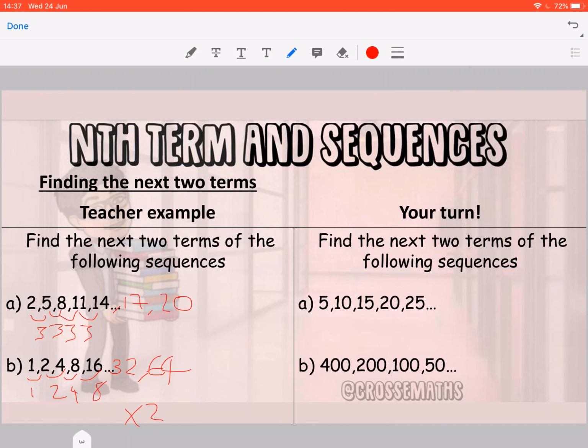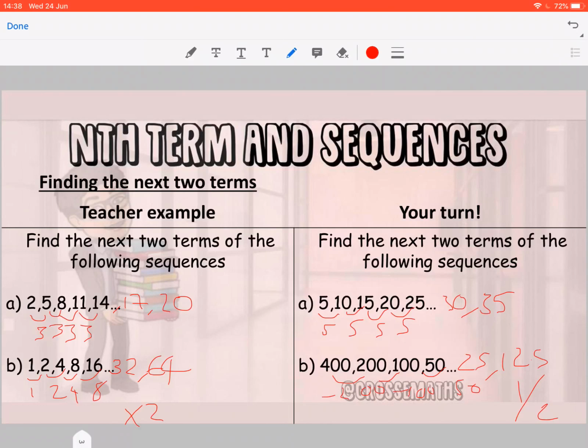Right, hopefully you've had time to write that example down now, and you've had a go at the ones over here. First one, going up in 5s. Going up in 5s, the next one's going to be 30, and then 35. This one is going 400, it's going down 200, goes down 100, goes down 50. Okay, what's actually happening is halving each time. So half of 50 is 25, and half of 25 is 12.5.